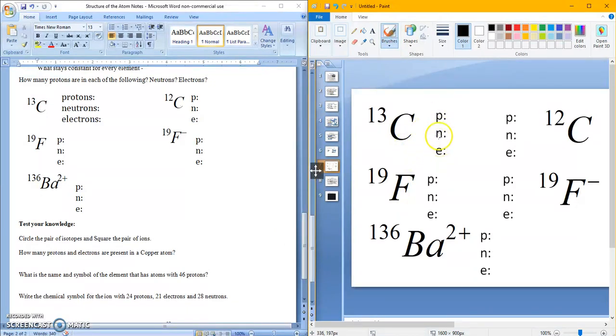So if I go to my examples down here, carbon has, oh my gosh, you didn't tell me how many protons. Calm yourselves. Look at the periodic table and find the atomic number. The atomic number for carbon is 6, so I can write that in there. I have 6 protons. 13 minus 6 is equal to 7. Carbon is a neutral atom, which means it has the same amount of protons and electrons. So it has 6 electrons.